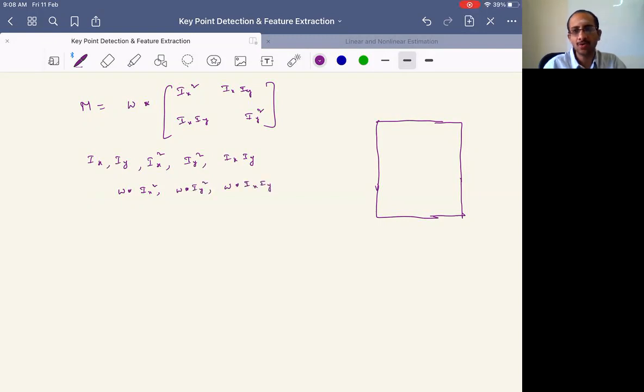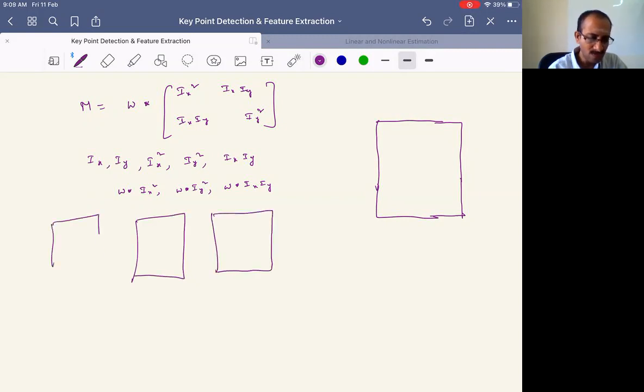I hope you all know how to perform convolution both in 1 dimension and 2 dimensions. Once you get this, you will have 3 matrices, one for each. If we are initially given 5 cross 5, all these matrices will be 5 cross 5. If I ask you to calculate the value of R and identify whether it is a key point or not at a given point, then what do we do?